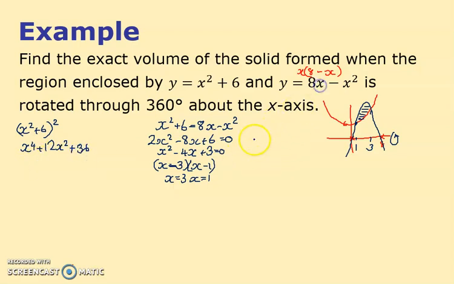And the other one, this one, is 8x minus x squared. And obviously that's 8x squared, so that's 64x squared. I've got minus 8x cubed, minus another 8x cubed, so that's minus 16x cubed. That sounds right, plus x to the 4.